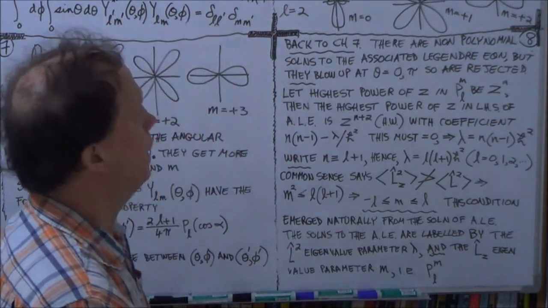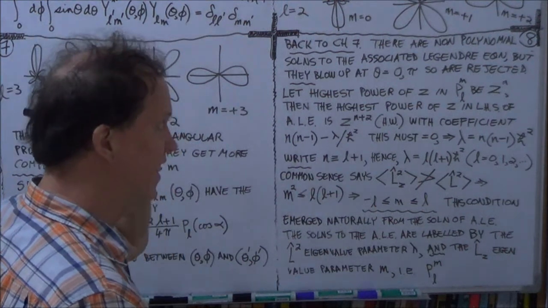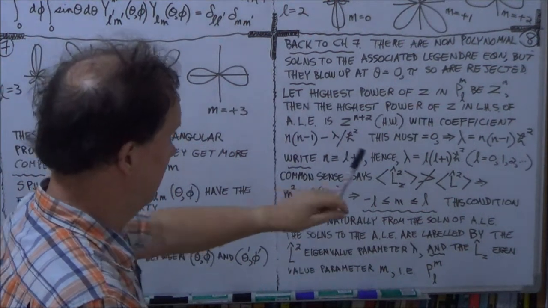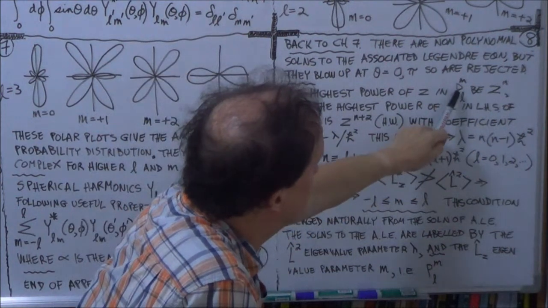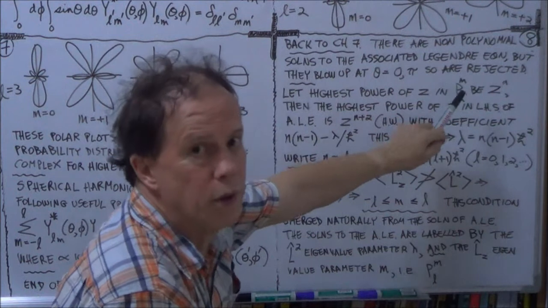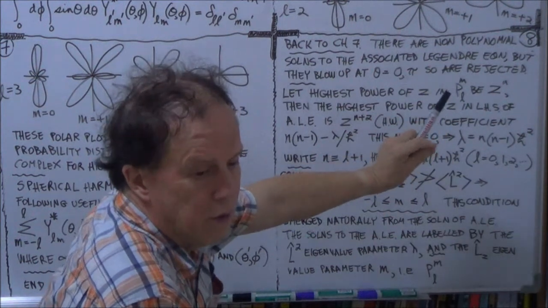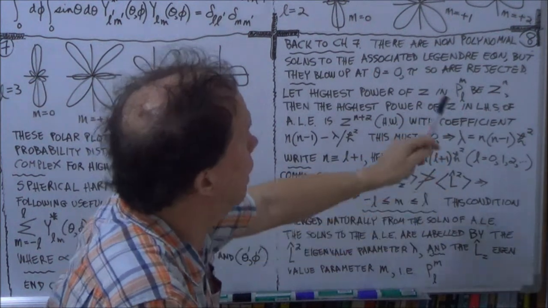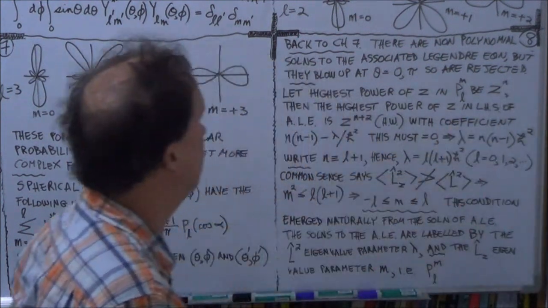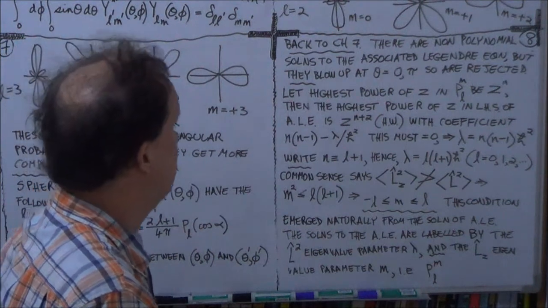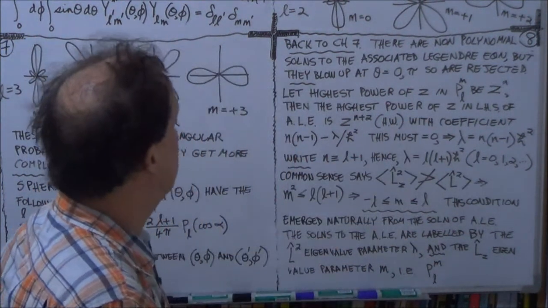So let the highest power of, we're talking Z now, right? So this associated Legendre polynomial is a weighted sum of powers of Z. So let the highest power be n, integer n. So you've got Z to the n as your highest power in this polynomial.